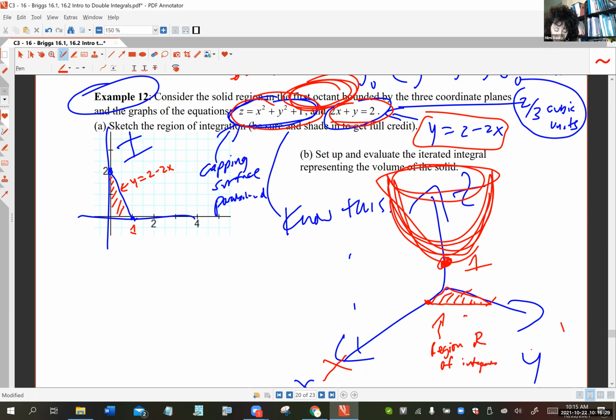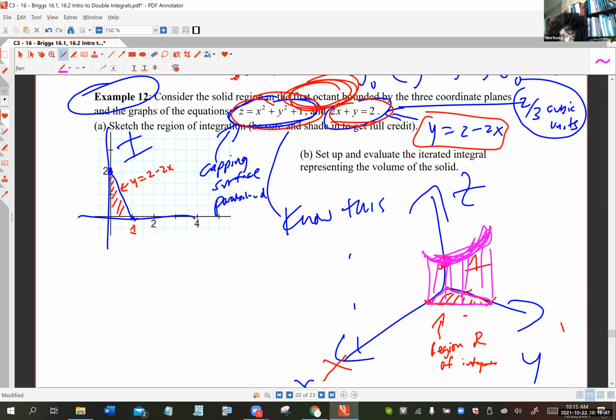Now, what does the solid actually look like? Well, if you use your imagination a little bit here, the base of the solid is this triangle, and then it kind of goes up, there's sort of the sides of it. And then the capping surface, if you will, is curved. So this is sort of a picture of what the solid would look like. Kind of a weird looking solid here, but we're trying to find the volume of that.